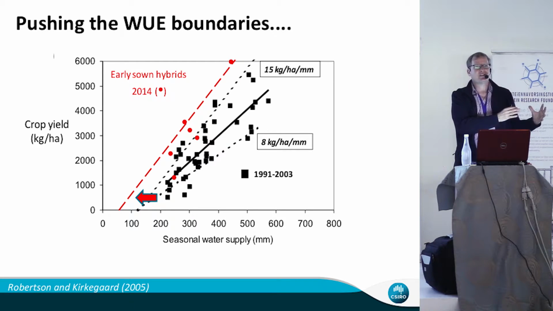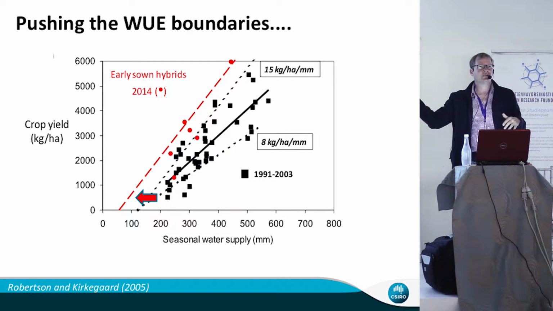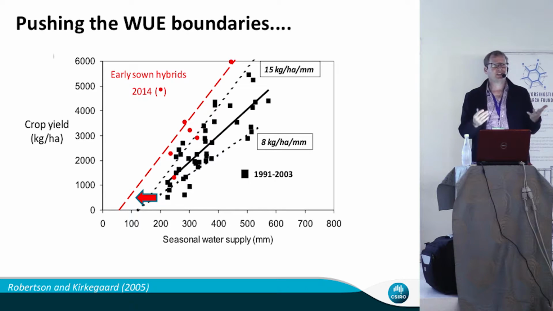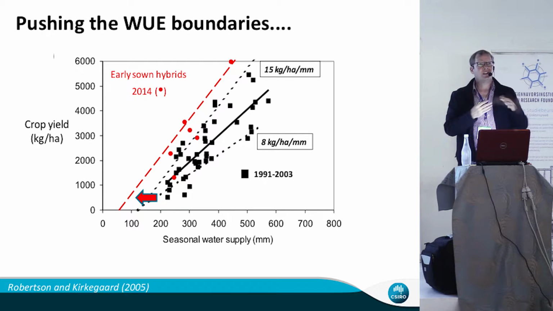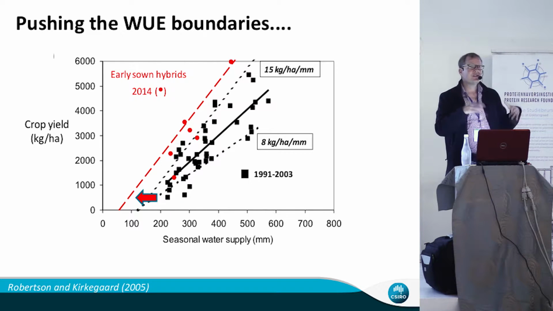If you get a hybrid established early and it covers the ground quickly, you reduce that evaporative loss. And we can reduce it back to about 60 millimetres, and we can have that water being used to grow biomass. And there's other reasons why early sowing in our system helps. The roots get deeper. The crop is growing more in a cooler part of the year, and water use is much more efficient.